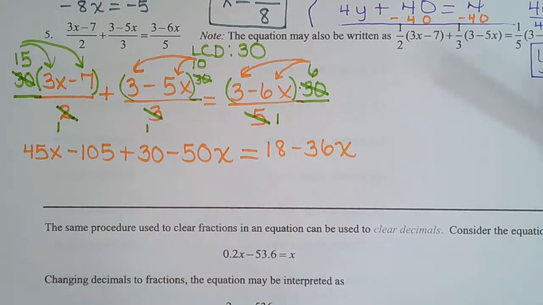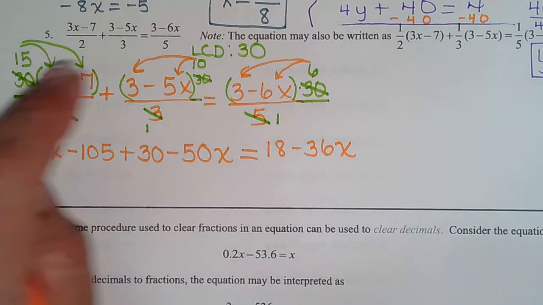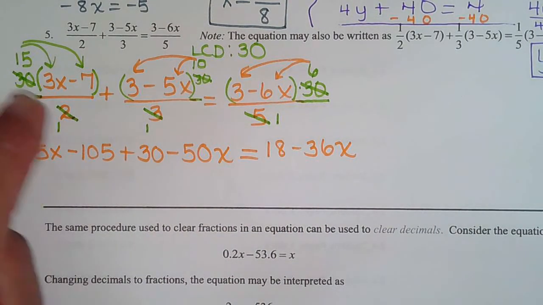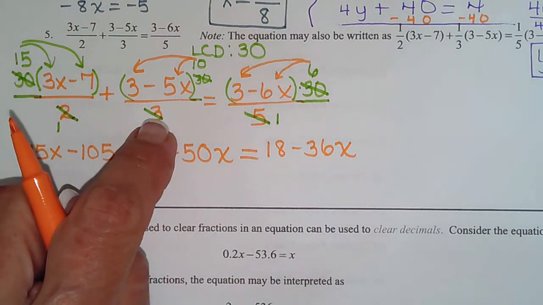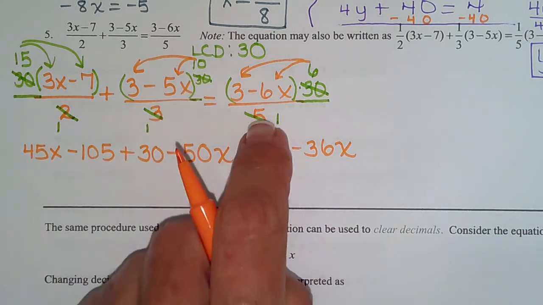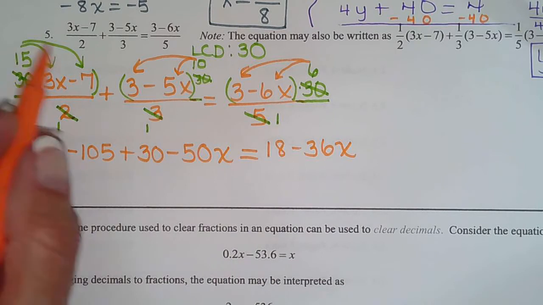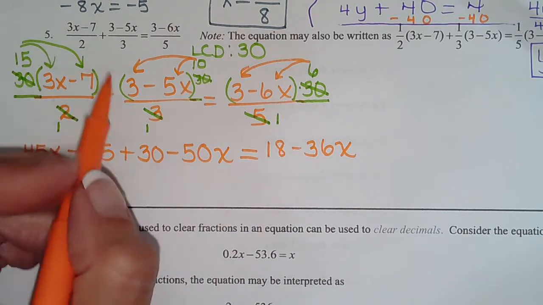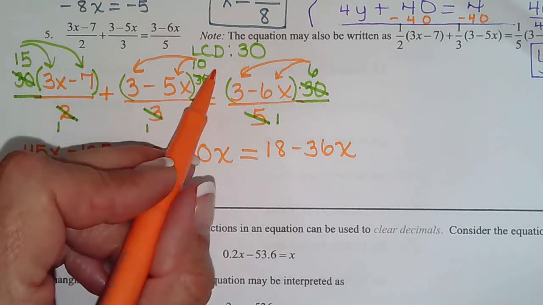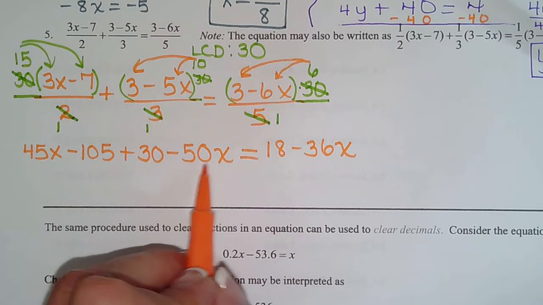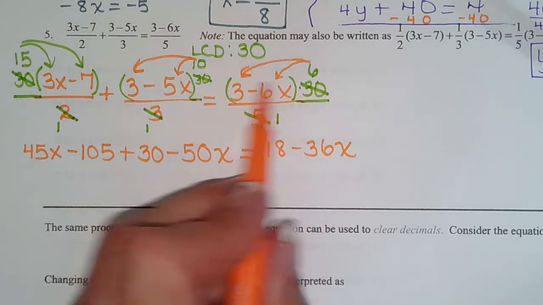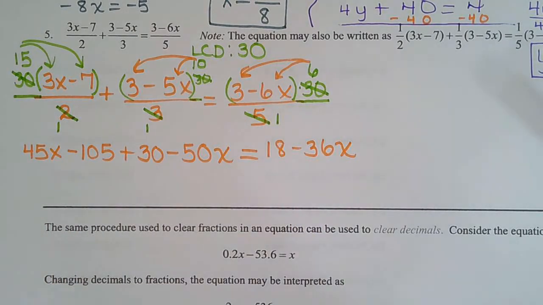So since we did a lot of work on that step, let's just check it again real quick. 2 goes into 30 15 times, 3 goes into 30 10 times, 5 goes into 30 6 times. So 45x minus 105, 30 minus 50x, that's right, and then equals 18 minus 36x. Looks good.